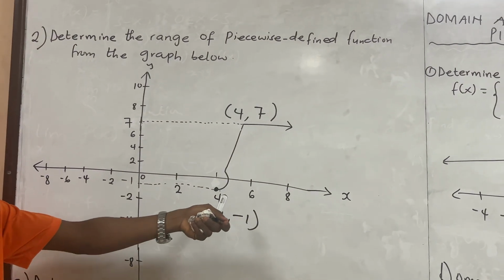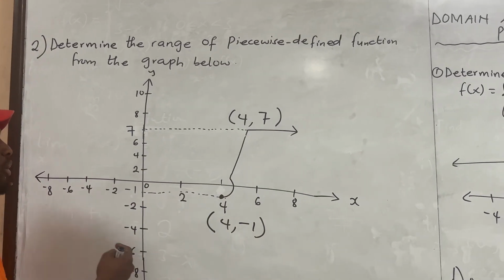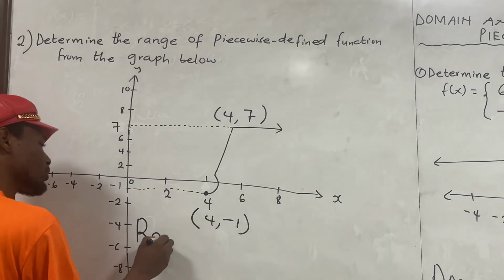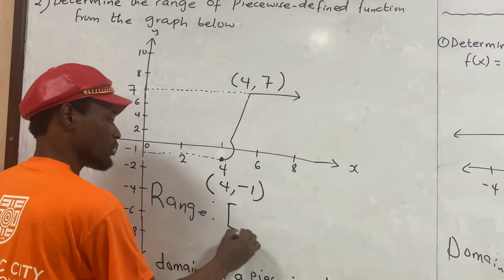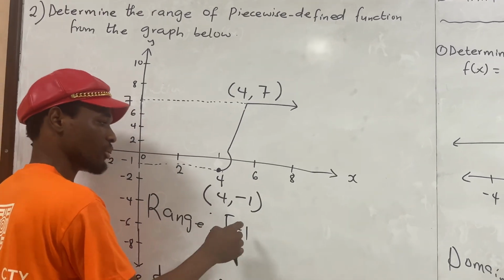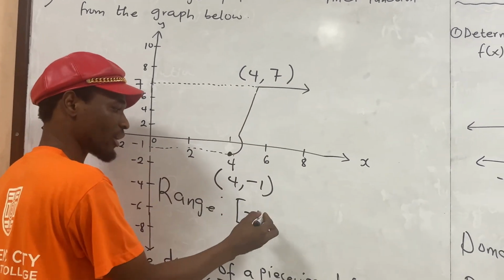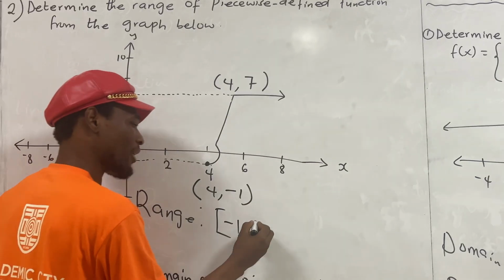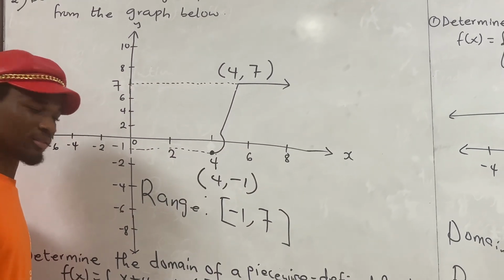the domain. So let's write down the range. So the range will be what? The same analogy. Negative 1, right? Remember, we are interested in the y coordinates. So I have negative 1, then I have 7. As simple as that.